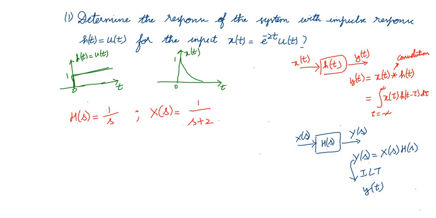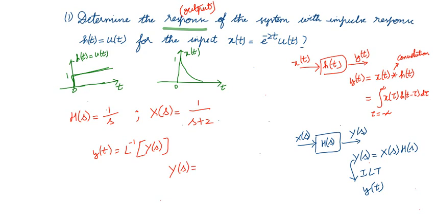Now what is the question? In the question they are asking about the response. Response is also called the output. They are asking what y of t is. y of t is very simple: it is the inverse Laplace transform of Y of s. So how will you find Y of s?